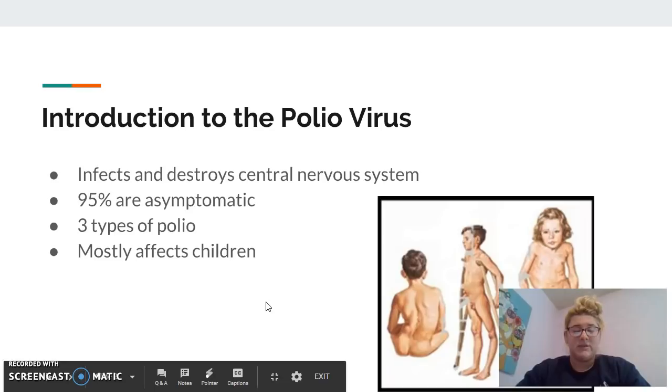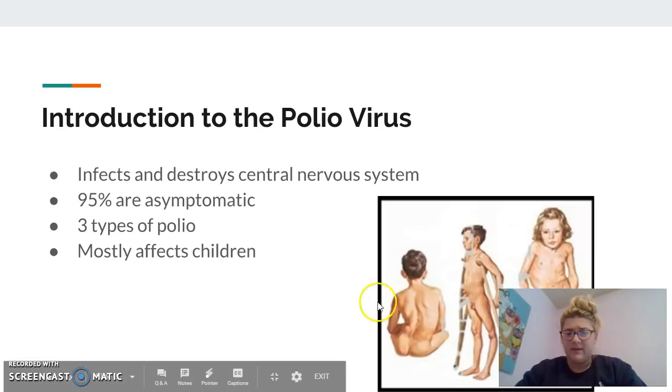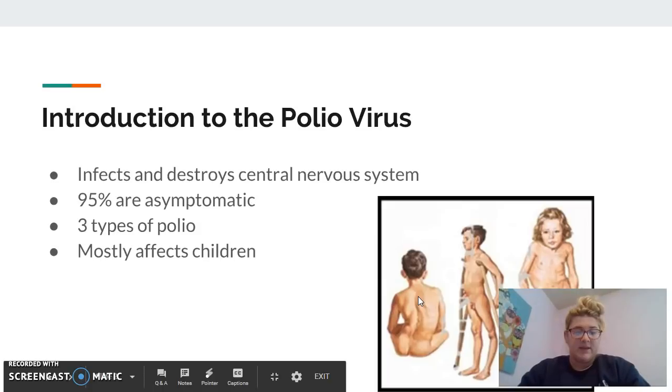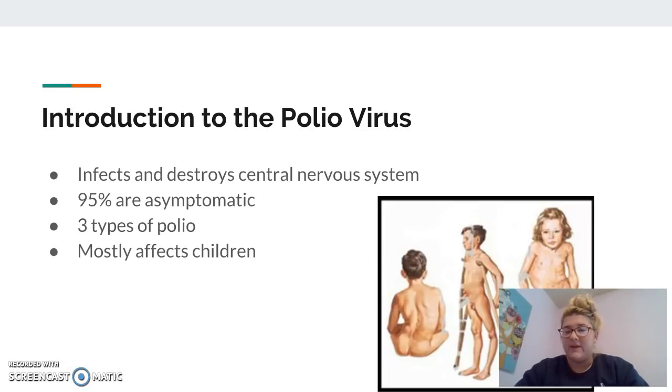So it mostly affects children under the age of 5, and as you can see right here, it gets in there and starts to destroy these nerve cells, and it can be in the spine, the brainstem, or both. As you can see in this guy right here, his spine has begun to curve, and it often affects the legs, and they begin to curve. As you can see here, this girl has very severe polio, and it has infected the spine and her legs as well.